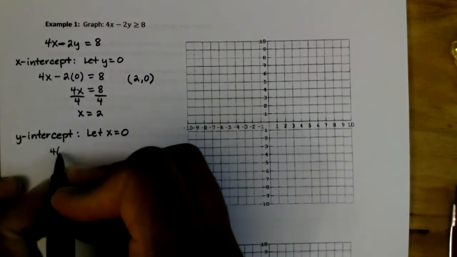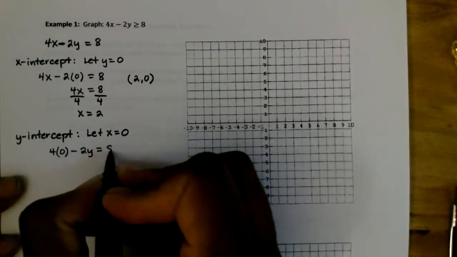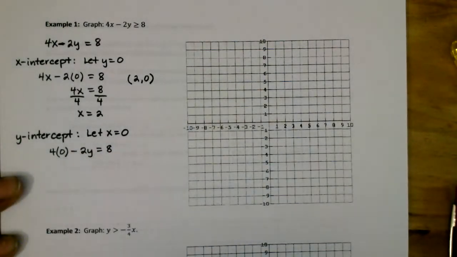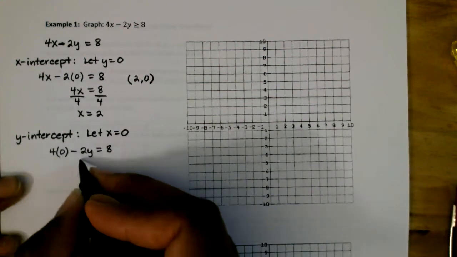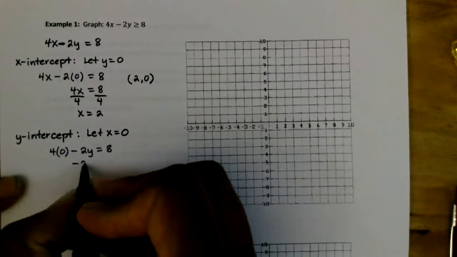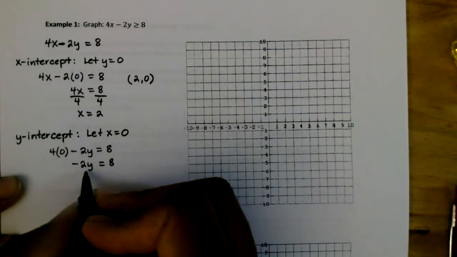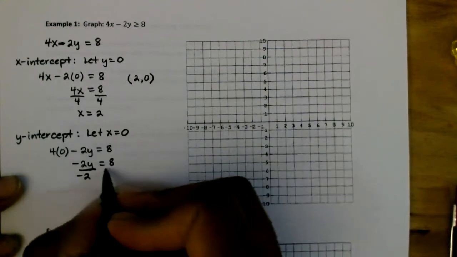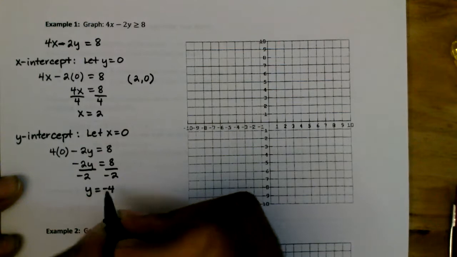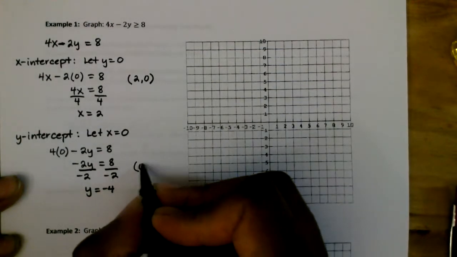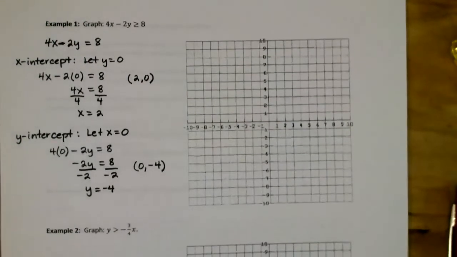So it'd be 4 times x, which is 0, minus 2y equals 8. And here, 4 times 0 is going to give us 0. So you'll be left with a negative 2y equals 8. And then to solve for y, we divide both sides by negative 2 to get y is equal to negative 4. So the y-intercept would be the ordered pair 0, negative 4.